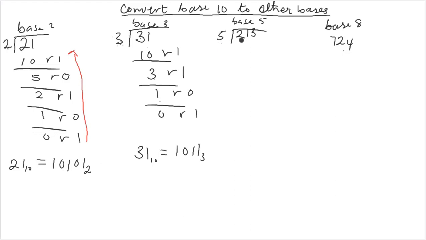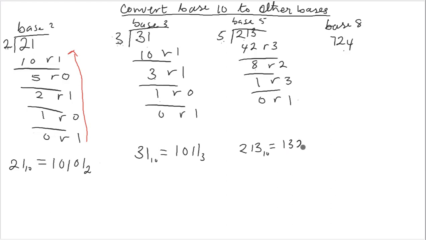Next, we divide 213 by 5. 5 goes into 213, 42 times, remainder 3. Then 5 into 42 is 8 times, remainder 2. Then 5 into 8 is 1, remainder 3. Then 5 into 1 is 0, remainder 1. So we write it from bottom up. So 213 base 10 is equal to 1323 base 5.